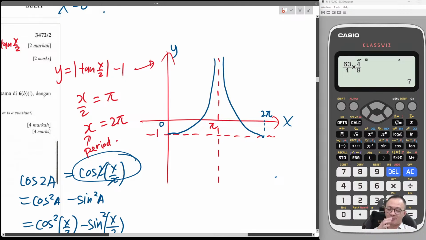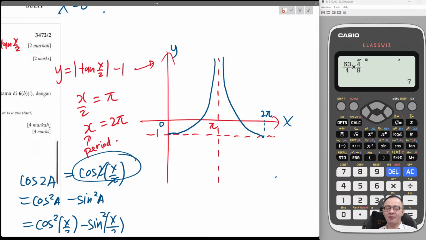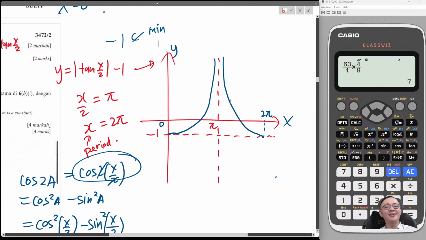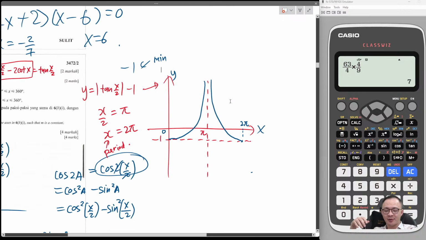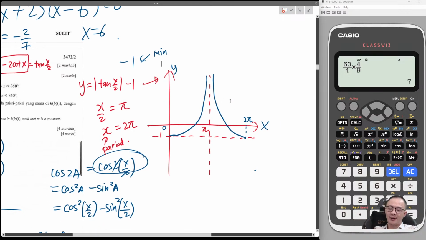Okay, because of the modulus, everything will be above -1. You won't get any value less than -1. Imagine the worst scenario for the modulus is 0, right? 0 minus 1, so it's your minimum value already. So no matter what x value you sub in, it's either 0 or more than 0 only, because it has a modulus, always positive. You get it? So the whole graph will be above -1.